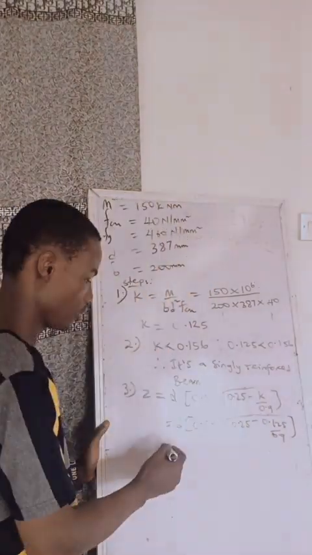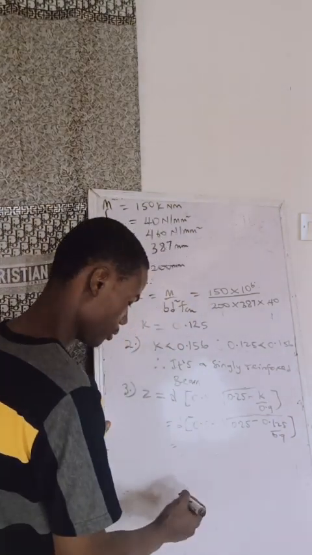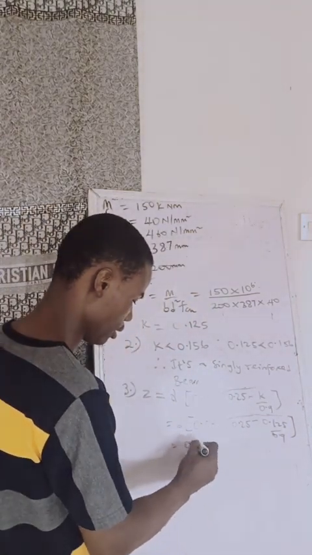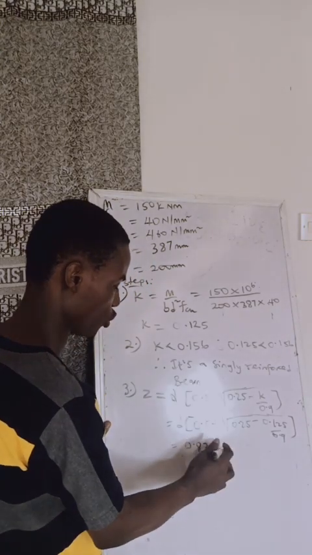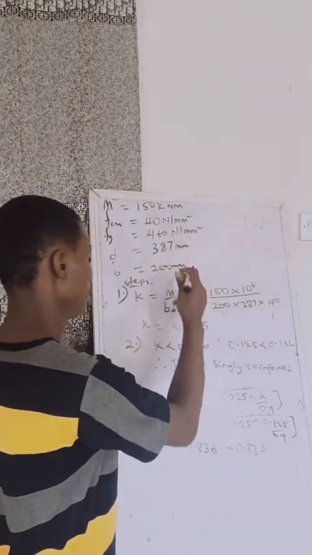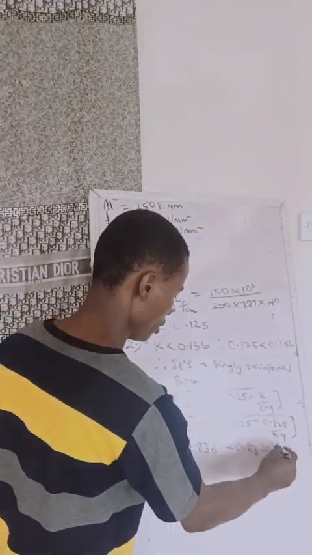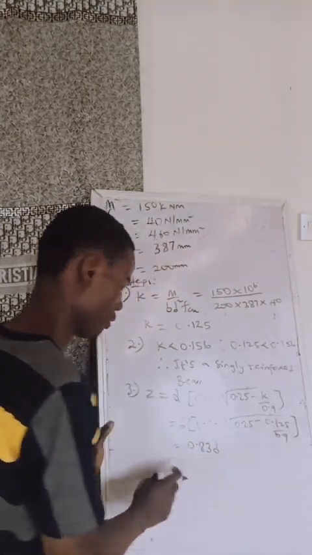So our final answer should be something around 0.83D. You can decide to continue solving, which is 0.83 times, what is our D? Which is 387. You can decide to continue solving to arrive at your Z.